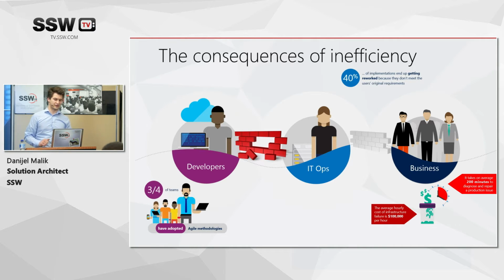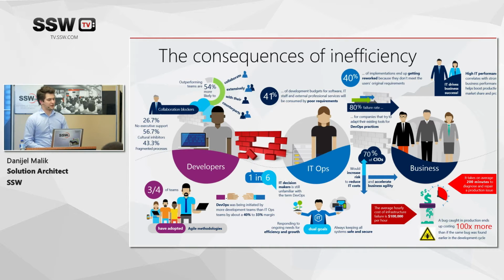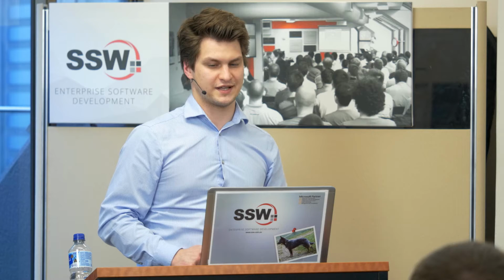Anyway, there are some other stats around this, like how many companies have adopted agile methodologies and how performant the IT teams are. Surprisingly, collaboration blockers, no executive support, and culture are the inhibitors. These numbers are quite interesting, but when it comes back to why this is all happening, you'll see that in 54% of cases, teams are more likely to perform well if they are collaborating well. And one of the surprising facts is that 1 out of 6 IT decision makers haven't heard about DevOps before, which is really bad.